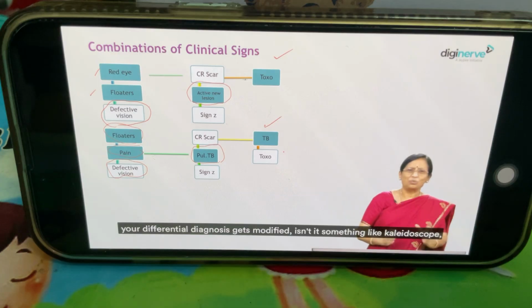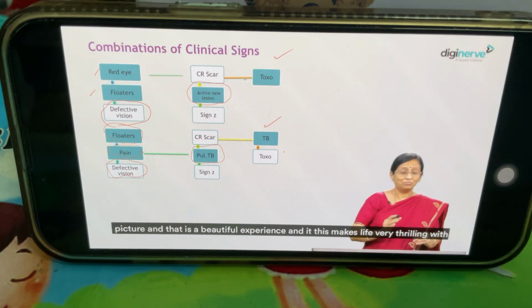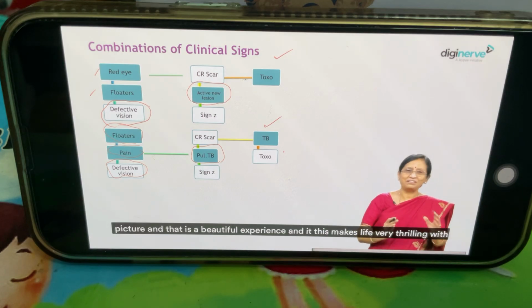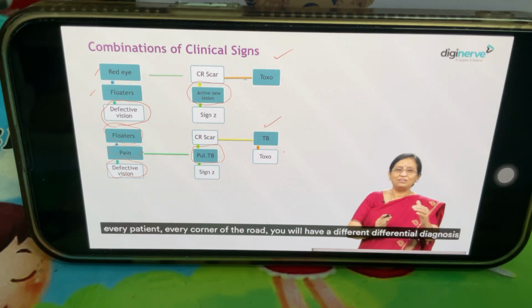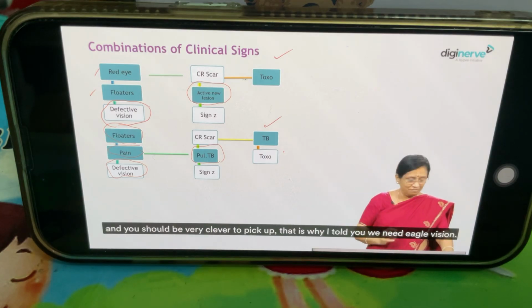Isn't it something like a kaleidoscope? No? Every moment it changes. The differential diagnosis changes with the kaleidoscopic picture. And that is a beautiful experience. And this makes life very thrilling. With every patient, every corner of the road, you will have a different differential diagnosis. And you should be very clever to pick up. That is why I told you we need eagle vision.